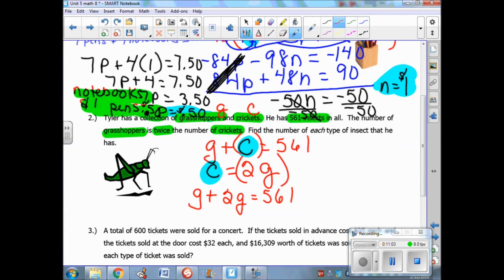So I've got 1G plus 2G equals 3G equals 561. Divide by 3. So G is equal to, go to your calculator, 561 divided by 3 equals 170, or excuse me, 187. 187 what? What's G stand for? Grasshoppers.